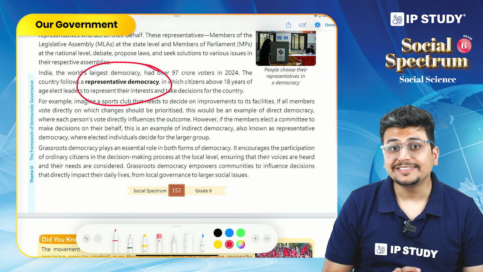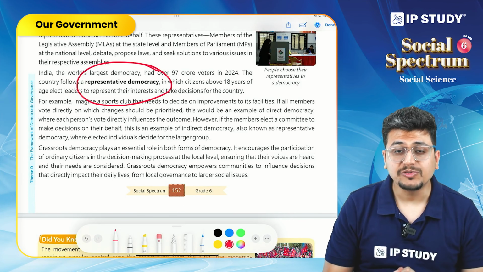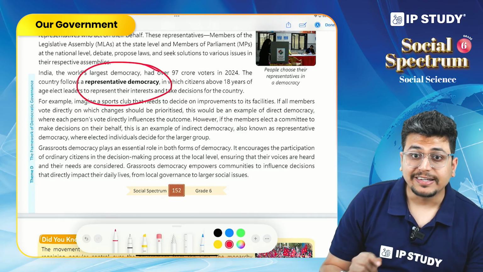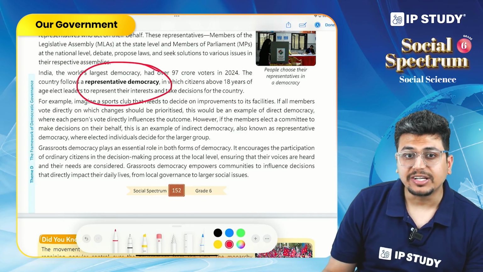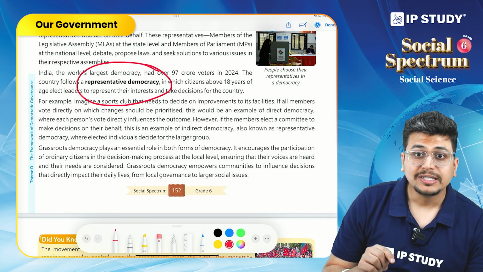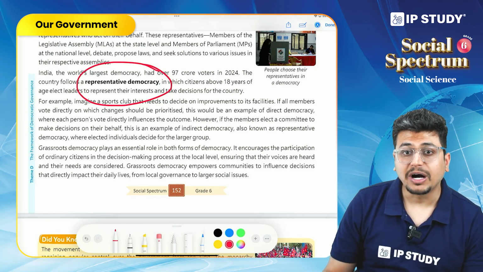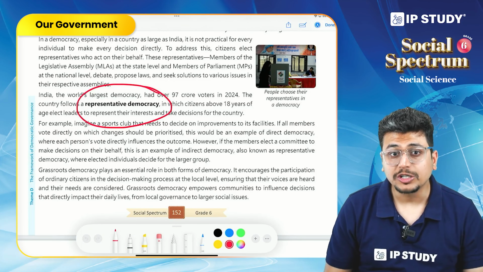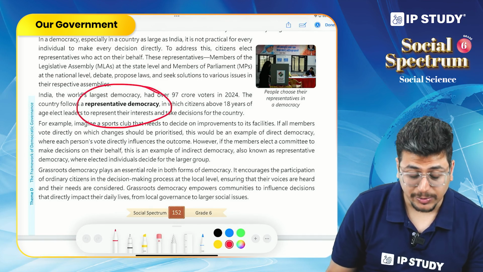So we understand that democracy gives power to the people, and this is very important. It is not like monarchy or dictatorship where a single ruler is enjoying all the power. In a democracy, rather, the power is in the hands of the people. And that is why we want to work on the concept of grassroots democracy.